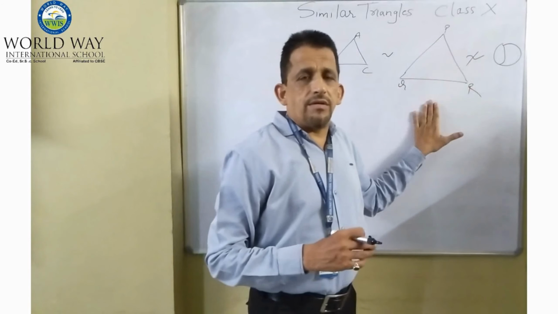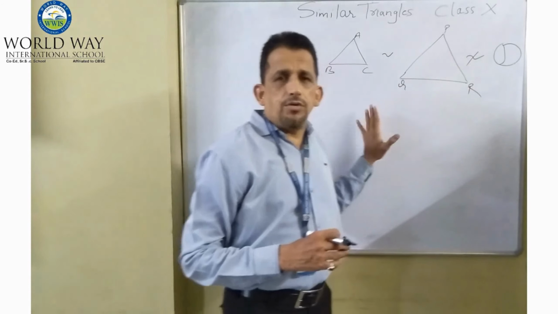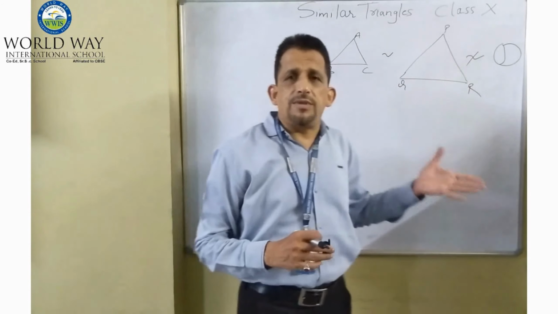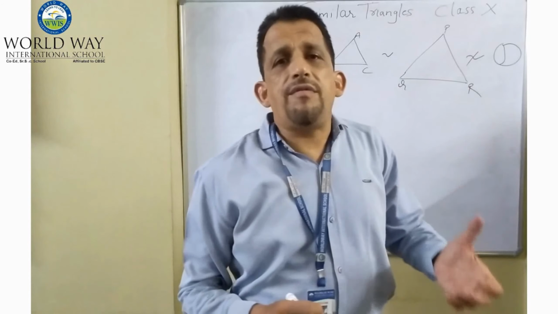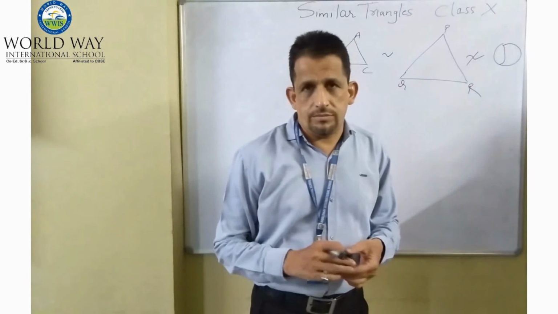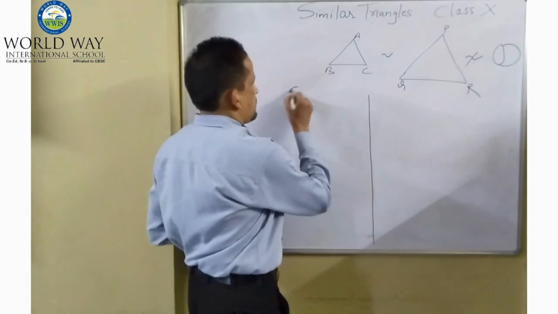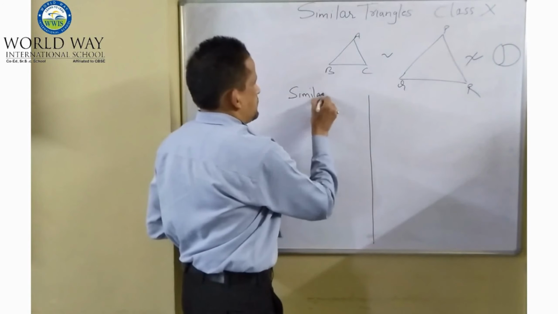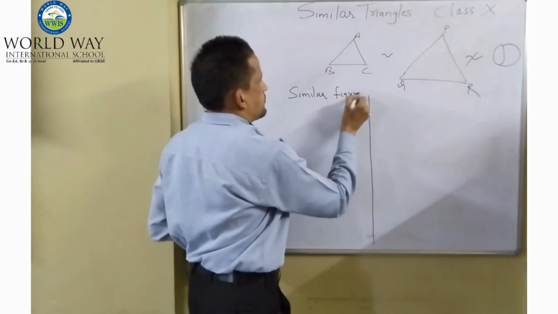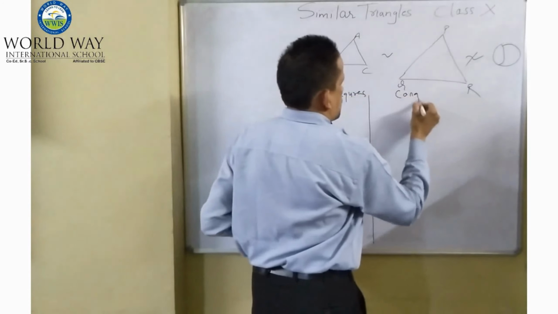So it's clear what are similar figures. Two figures are said to be similar if they have the same shape. It's clear? Now, similar figures, congruent figures.